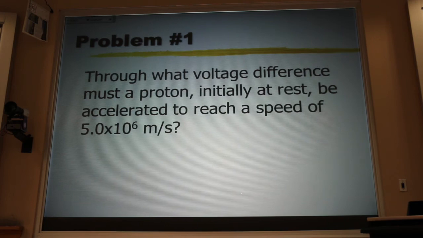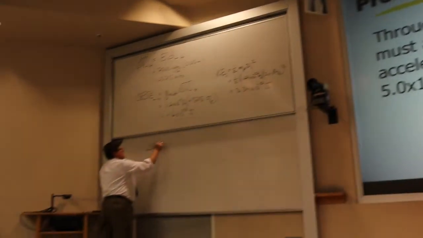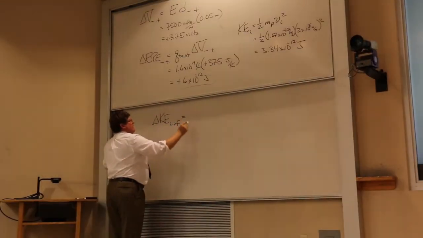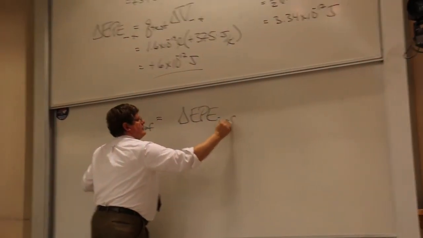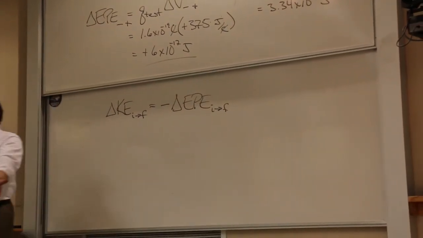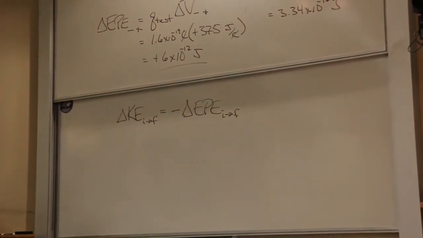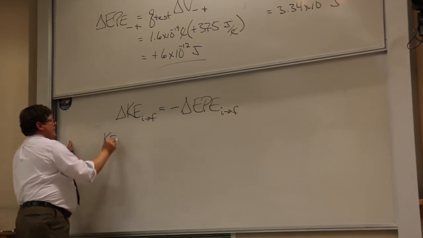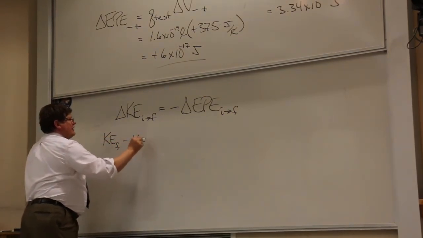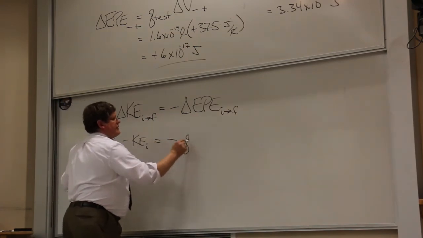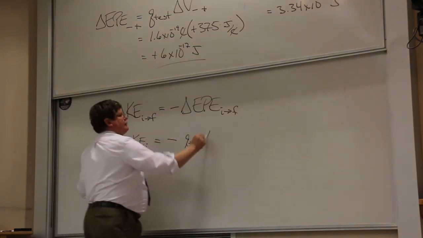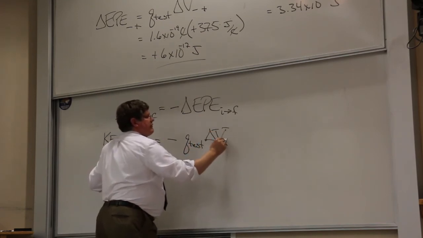When you're dealing with a proton or an electron, you don't worry about gravitational energy, so it's a trade-off between kinetic energy, initial to final. That's got to be the change in electric potential energy, initial to final, with a minus sign. When one's filling, the other one's draining. This is going to be kinetic energy final minus kinetic energy initial is equal, the minus sign comes down, to the test charge times the change in voltage from initial to final.